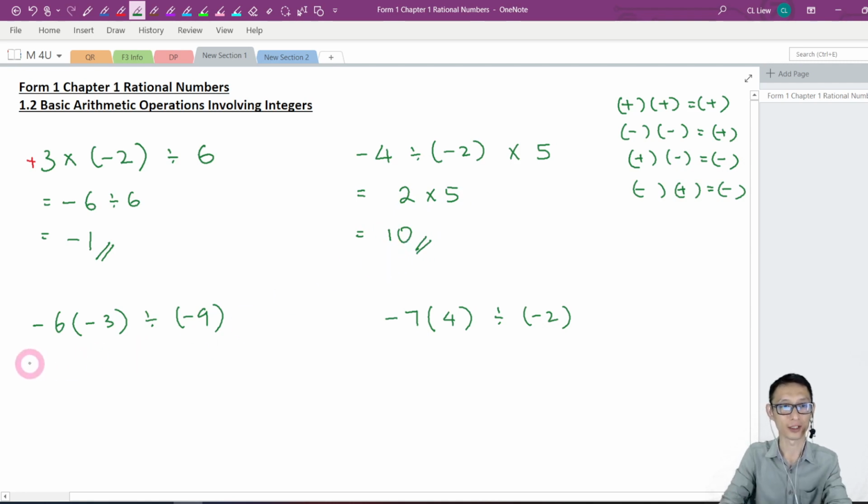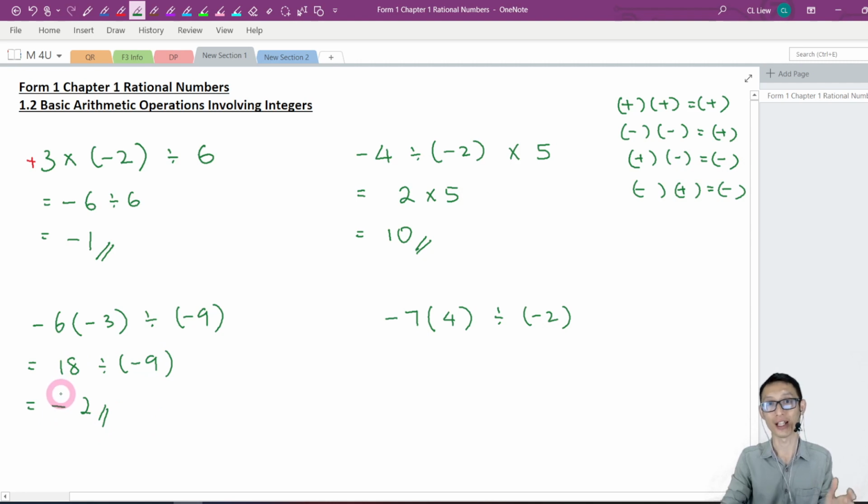Okay, how about this one? Now, you don't see any multiplication or division sign over here. But if you see a parenthesis and in front of the parenthesis we have a number, this means that it is multiplication. Negative 6 times negative 3. Okay, so negative, negative become positive. As I told you just now, we don't have to write the positive sign. So forget about the sign, just think about 6 times 3. 6 times 3 is equal to 18. And don't forget to copy this one. Now positive, negative, we will get a negative number. 18 divided by 9 is 2. Okay, so the answer is negative 2.